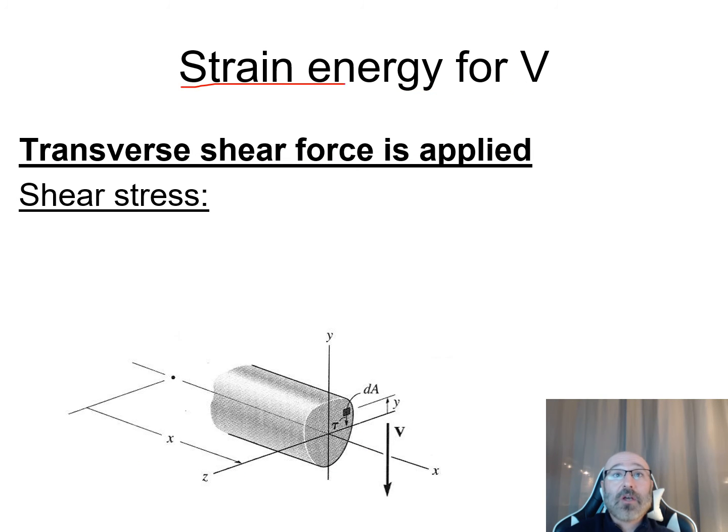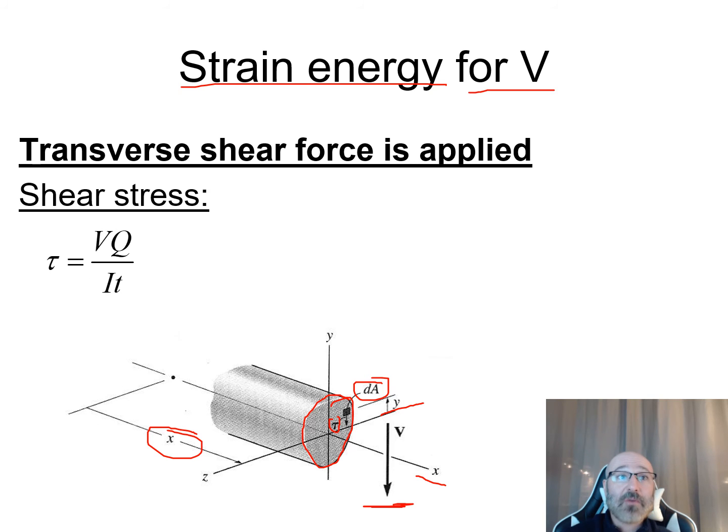So now let's look at another case. We're taking a look at calculating our strain energy for an external shear force V. So we have this transverse shear force applied. Down here in our equation, there's our transverse shear force, our V. Again, this is our cross-sectional area, there's our dA, our element, and we can see there's our shear stress of that element. There's our distance from our neutral axis, and there's our distance along our x-axis. So our shear stress is given by the equation right here: the shear stress is equal to that shear force times Q over our It.